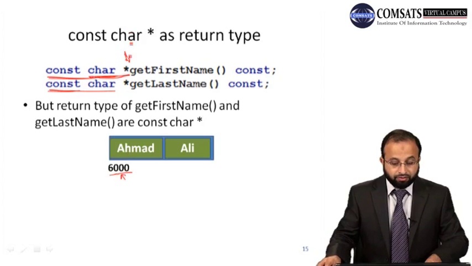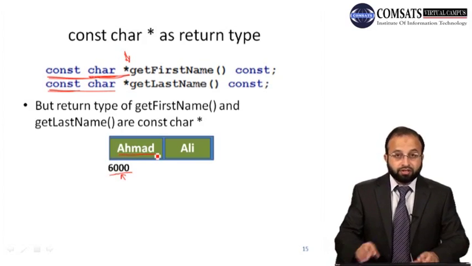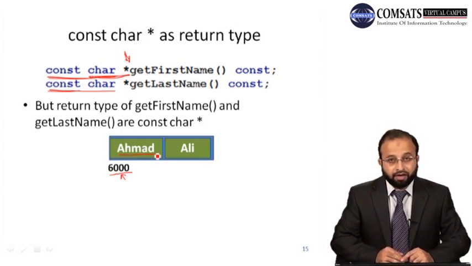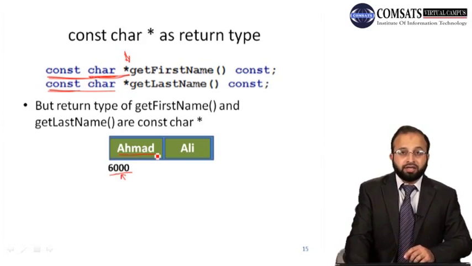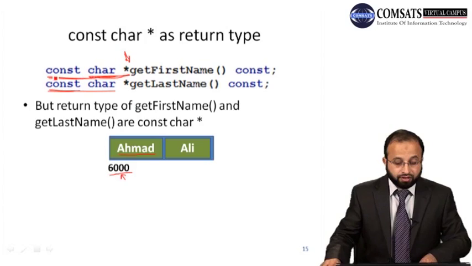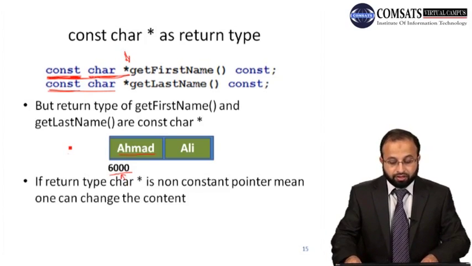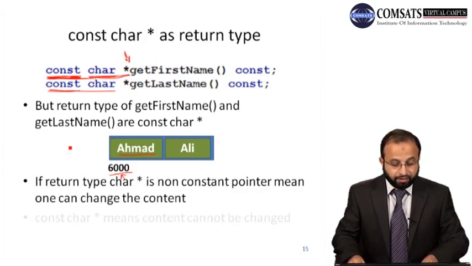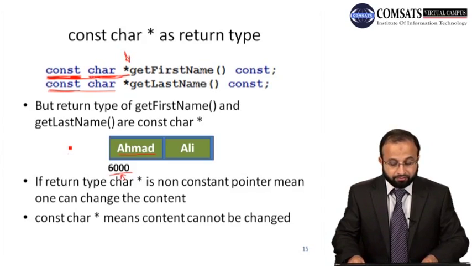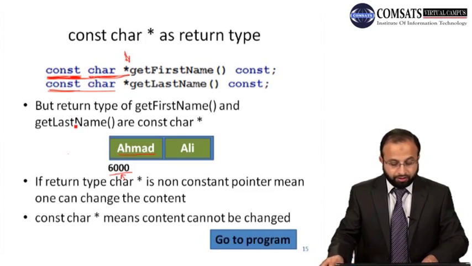Now this return type says that the pointer contains the value 6000, but using that pointer it is not possible to change this value. So आप जिस string को वो pointer point कर रहा है, उस string की value, उस combination of characters को आप change नहीं कर सकते. Why? Because they are constant. This is by writing this keyword over here, const, right? So if the return type char star is a non-constant pointer, then it means that one can change the content of that pointer. So const char means the content cannot be modified, cannot be changed, right? Let's go and see the program.